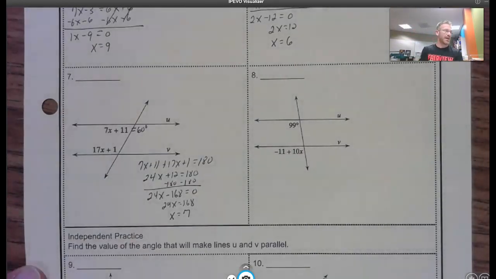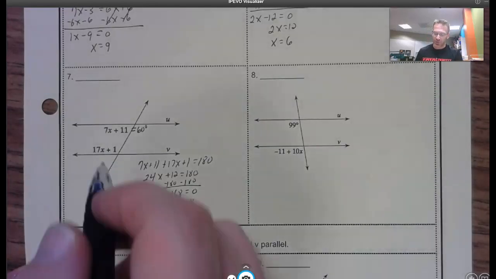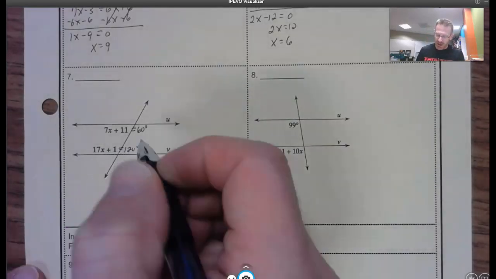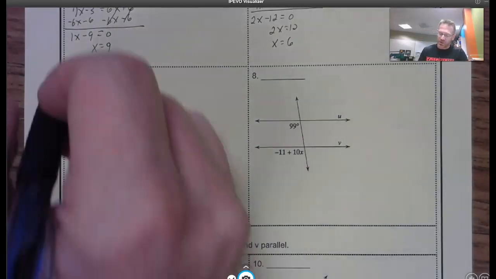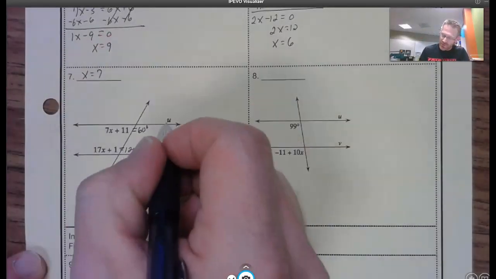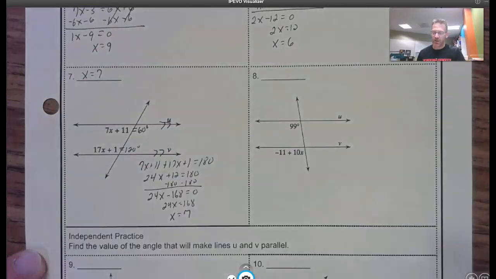So let's do 17 times 7. I'm just going to use my calculator to verify that. So that's 119. 119 plus 1 is 120. So they do in fact add to be 180, so we know they are supplementary. So we definitely want x to be 7 for lines U and V to be parallel.